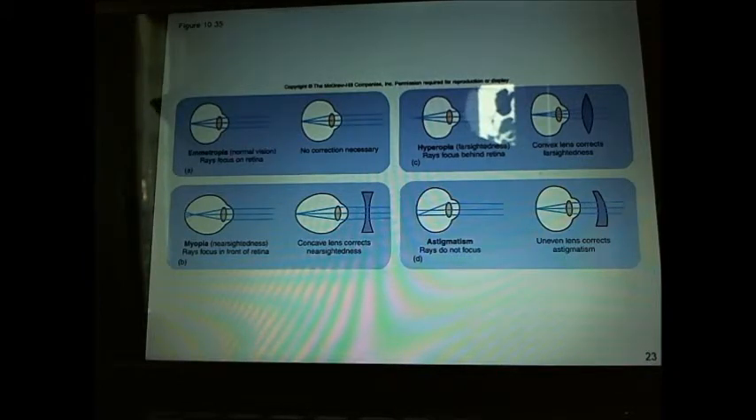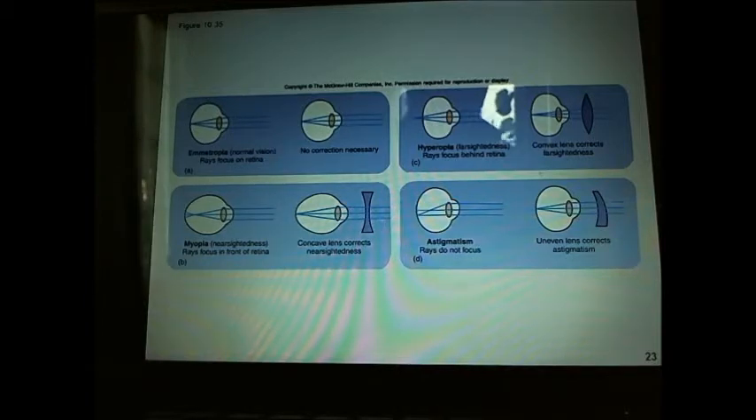Accommodation is the ability of your eye to change to maintain a clear image. Accommodation is a reflex. It's generally the ciliary muscles. They contract, and they change the shape of the lens of the eye. Normally a young, healthy eye can accommodate from a distance of about 7 centimeters, and then off to infinity.